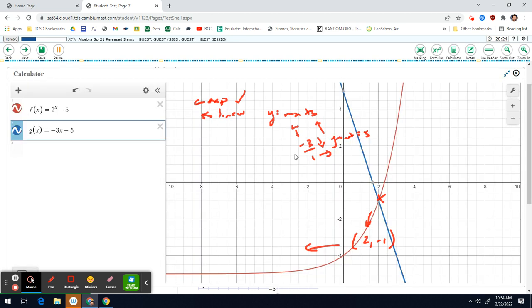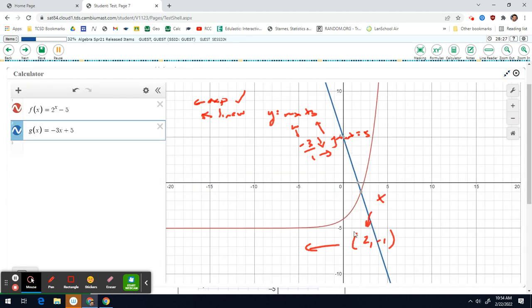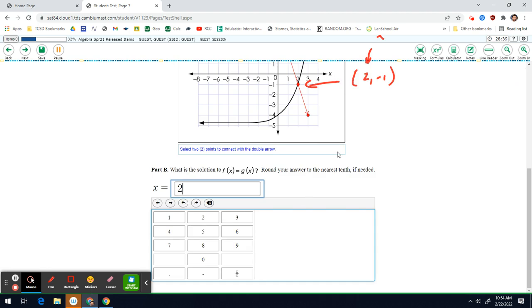And I'll make this graph big, and again, I like to zoom out, right? So I will look for where they crisscross, and there it is. Okay, so we're good. They do cross at (2, negative 1). So the x value is 2. Okay? So I'm very satisfied with my answer. All right, very good.